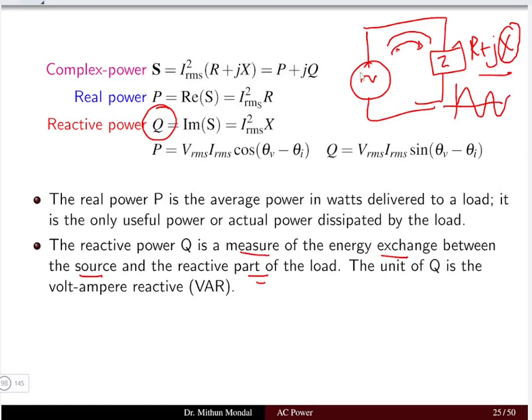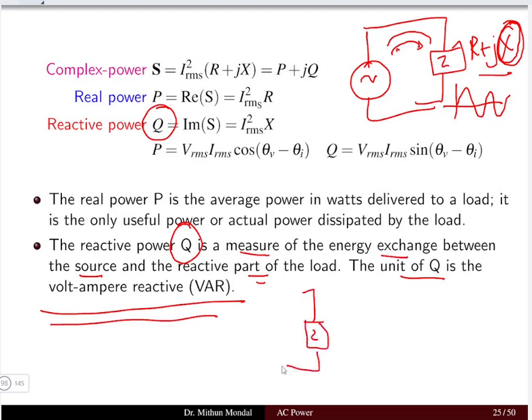So this power which is flowing between the source and the load, that is known as the reactive power, and it is coming from the reactive part of the load. The unit is given in volt-ampere reactive. Now, for example, if I have a load Z and it is said that the load is absorbing a power of 100 volt-ampere reactive, then this is the reactive power information given.